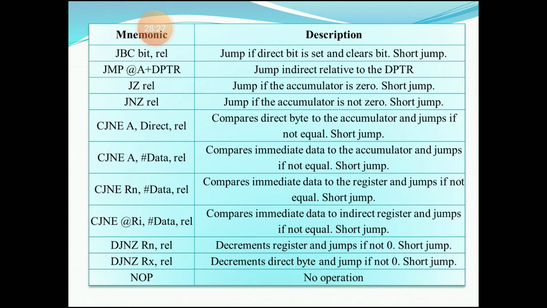CJNE @Ri, #data, relative. This instruction compares the data from the address specified by Ri with the data specified in the instruction. If both are not equal, it transfers the control. DJNZ Rn, relative. This instruction decrements the value of the Rn register. If the value of Rn is not equal to 0 after the decrement operation, it transfers the control to the specified address. DJNZ direct, relative. This instruction decrements the content, and if not equal to 0, transfers the control to the specified location. And NOP, no operation. This instruction performs no operation.